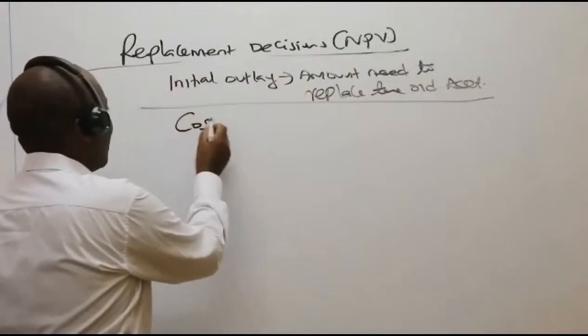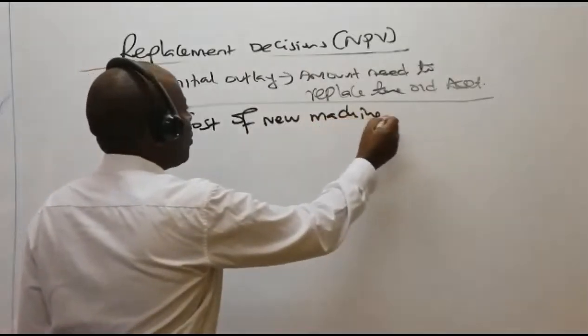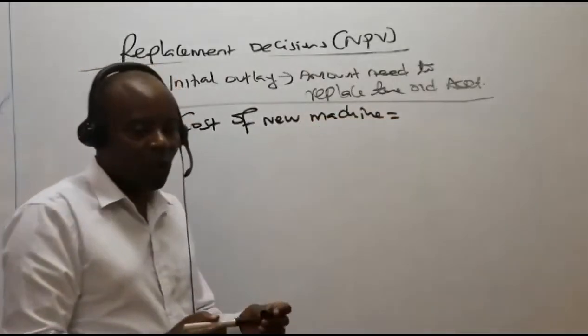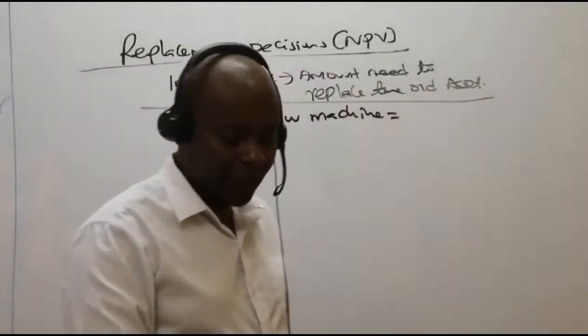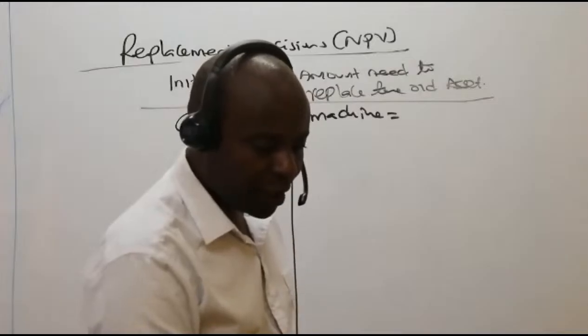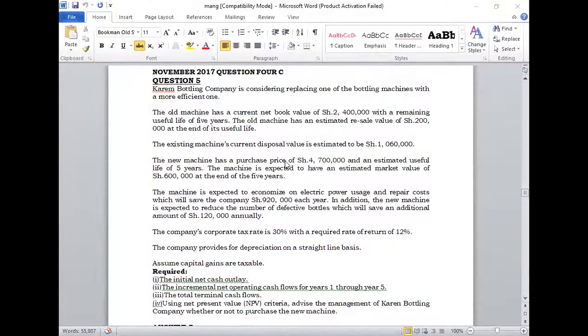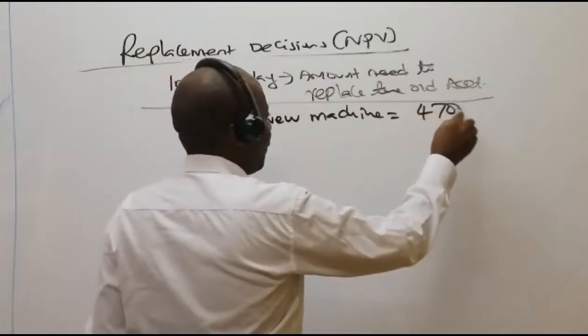So we have here the cost of the new machine. Ladies and gentlemen, what do we have here? Somebody? The cost of the new machine. You can see the new machine has a purchase price of 4,700. So in this case, the cost of the new machine is 4,700.